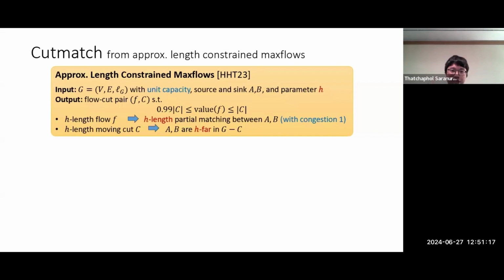It outputs a partial matching between A and B that is H length, but with congestion 1. And it also outputs the cuts. This cut will separate A and B, to make them H far. But the only drawback is that this subroutine doesn't guarantee that this cut C has small size. And it's kind of easy to handle this.